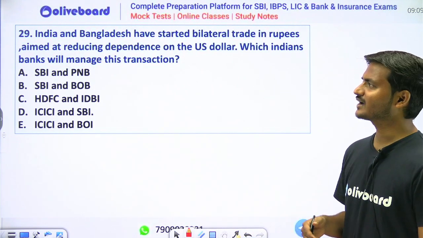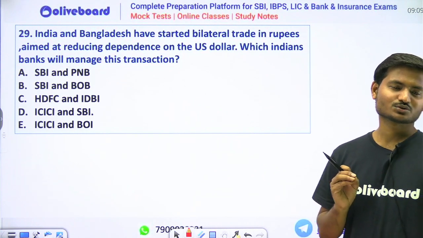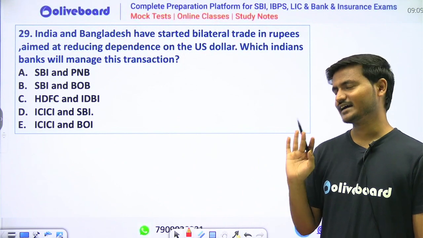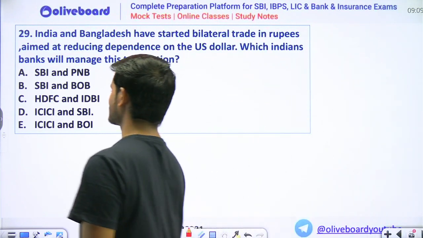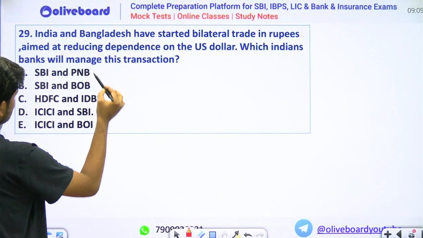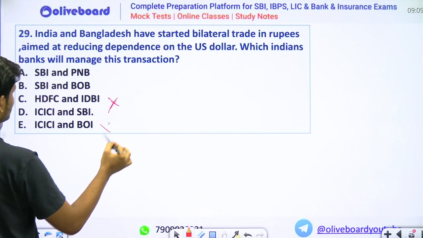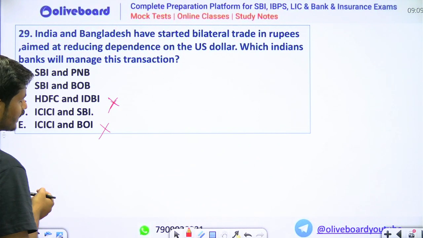So yes, it is very good news. Which Indian bank will manage their transaction? Obviously, when it comes to managing transactions by an Indian bank at an international level, SBI will be there for sure. So from the options we can eliminate C and E. Now we are left with three options, that is SBI and PNB, SBI and BOB, and ICICI and SBI.